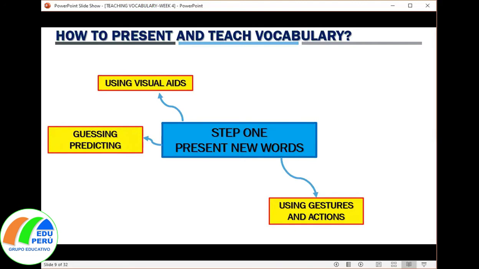The other one is by guessing or predicting. Notice, you're going to present vocabulary by guessing. They are going to guess what is the new word, what is the new vocabulary. They are going to predict what are the new words, so what is the new vocabulary that they are going to learn or acquire.